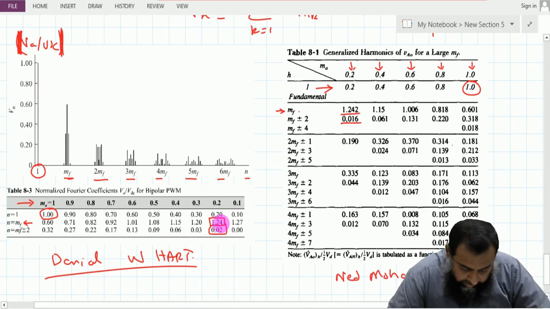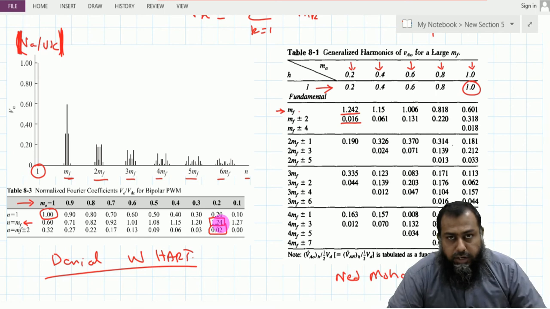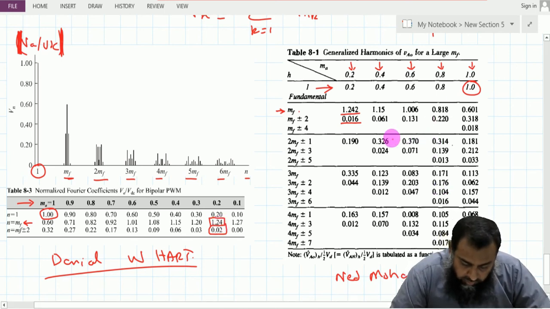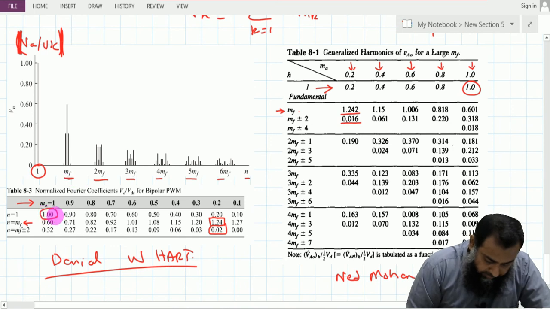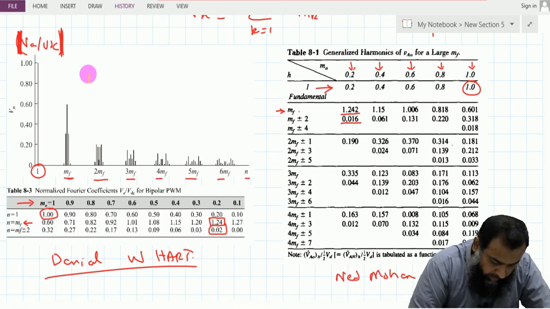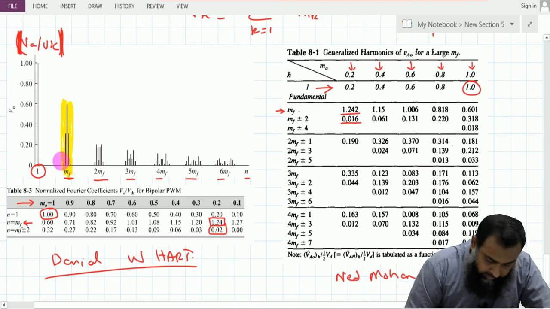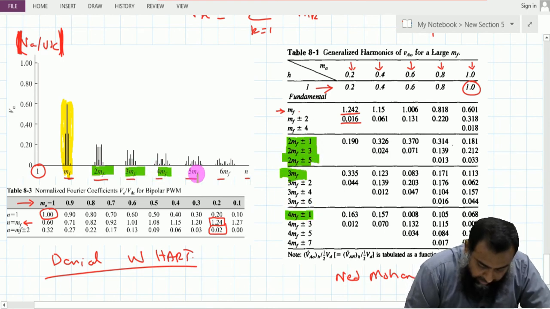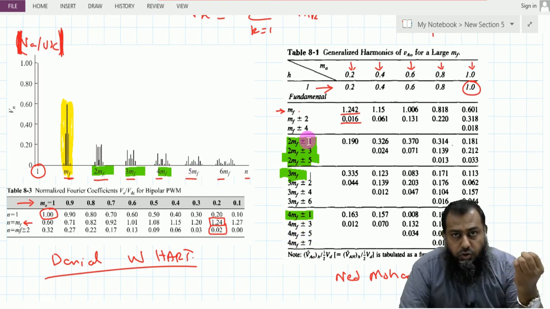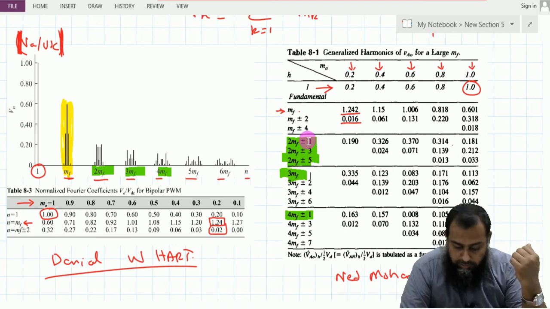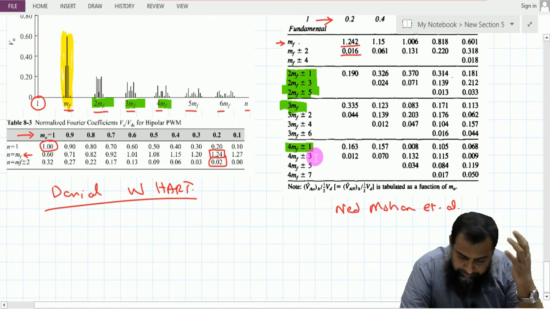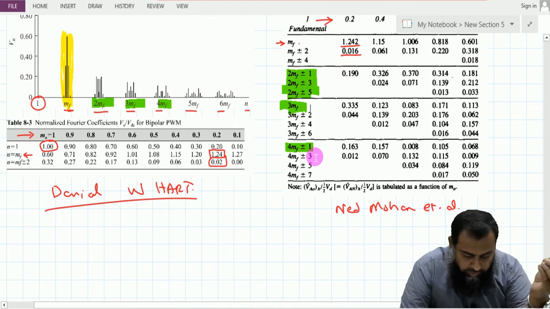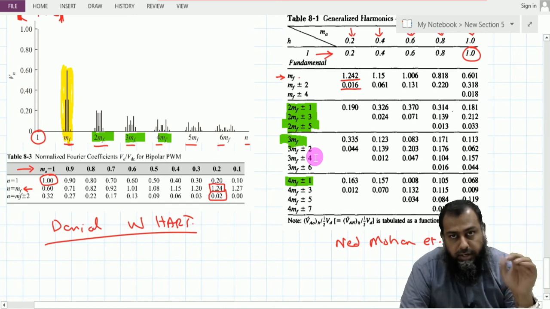So this table which is given in the Daniel W. Hart book is a simplified form. It provides you the spectrum only for this MF, whereas this other table encompasses not only MF but also 2MF, 3MF and 4MF. It is always sane to limit the analysis up to some typical frequency spectrum. So let us solve one numerical here and see how we can use these two tables to identify the harmonics in a given system.